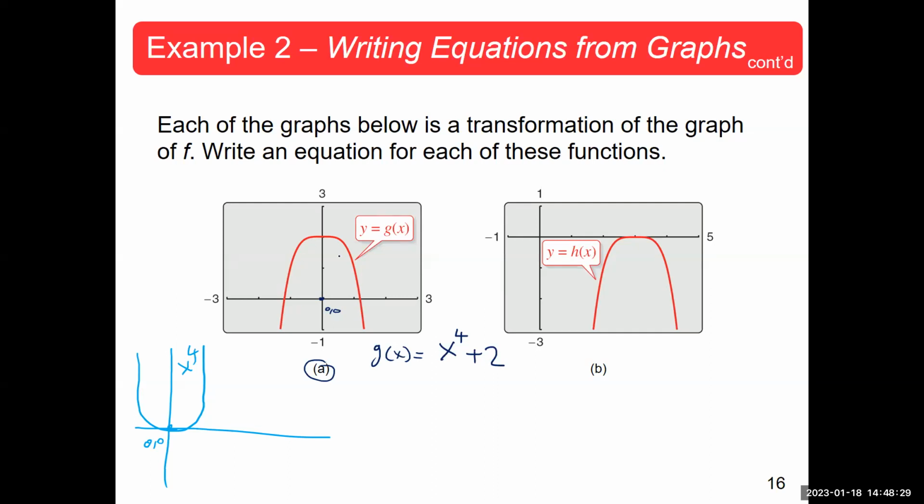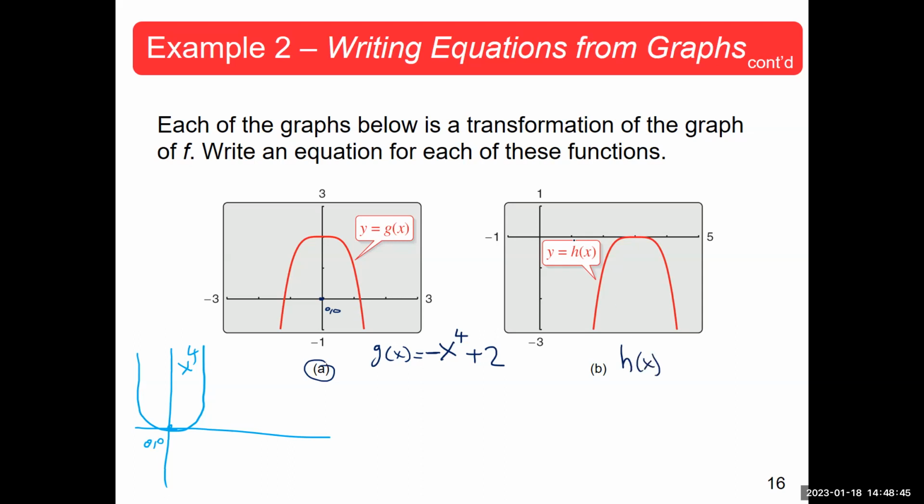But this is upside down, so I put a negative here for reflection. That's it. You put a negative in front of it for reflection. You plus 2 for moving up. How about this one? H of x.